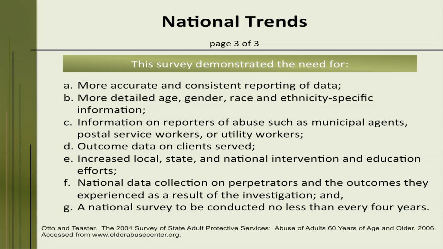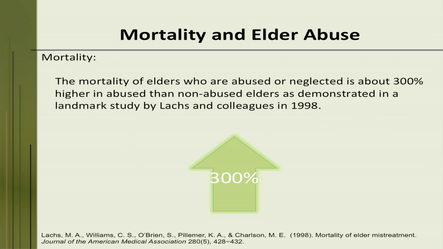There's not a whole lot of outcome data on clients served, so we don't know how well the interventions that are being provided to these older adults is actually improving their quality of life or their survival. We need increased local, state, and national intervention and education efforts. There aren't very many documented in the literature, and when I say not very many, I mean pretty much there are no published interventions on elder abuse. And then national data collection on perpetrators and the outcomes they experienced as a result of the investigation. These are all data that we need to better understand how we can characterize elder abuse cases, perpetrators and victims, and also engage in efficacious and timely interventions. And so, what about the mortality of elder abuse?